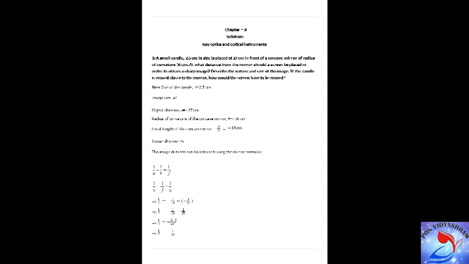They have given a concave mirror, so we have to use the mirror formula. First we'll see the given. The height of the object is h, that is 2.5 centimeter, and the image height we need to find, so we'll keep it as h dash. Object distance is 27 centimeter, and as it is a concave mirror, using sign conventions, it is negative, so minus 27 centimeter. Then the radius of curvature of the concave mirror is also minus 36 centimeter.